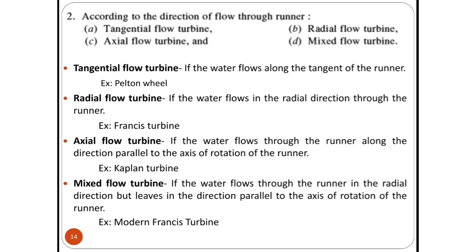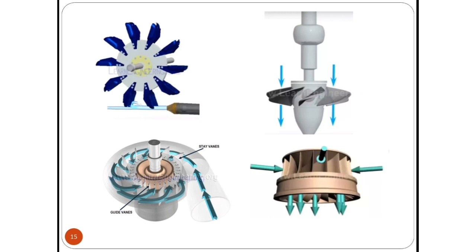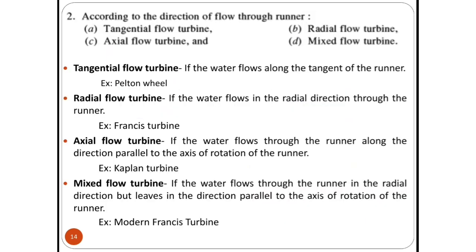If you go with the second classification, according to the direction of flow, here we will have four classifications. First one is tangential flow turbine, then radial flow turbine, axial flow turbine, and mixed flow turbine. Tangential flow turbine is nothing but if the water flows along the tangent of the runner, then it is called a tangential flow turbine. I will explain this figure. You can see here the jet of water striking the vane tangentially, so the turbine is called a tangential flow turbine.